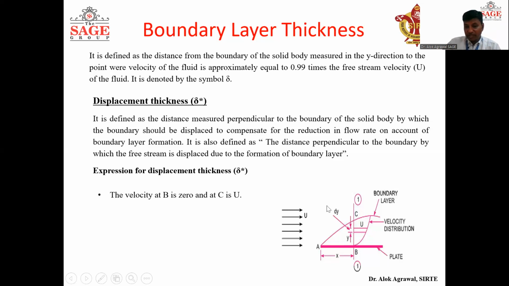So we have taken a plate, and the velocity at point B is 0, okay, and at C, which is at a distance delta, suppose, is U. So the velocity varies from B to C, from 0 to capital U. And in this BC, we have taken section 1-1, and this distance BC is delta, because delta is our boundary layer thickness. Okay, now with the help of this delta, we are going to calculate the displacement thickness.